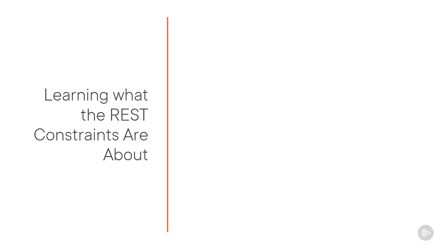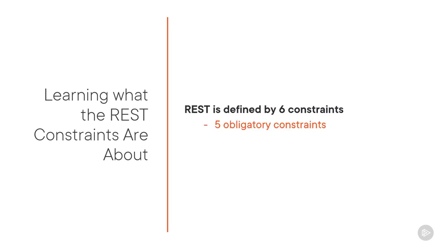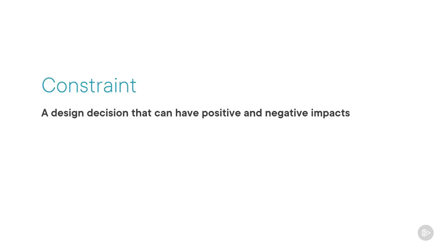REST is defined by 6 constraints, one of which is optional. You should see these constraints as design decisions. Each of those can have both positive and negative impacts. So, for these constraints, the benefits are considered to outweigh the disadvantages. We're gonna have a look at all of these, but in a practical way.